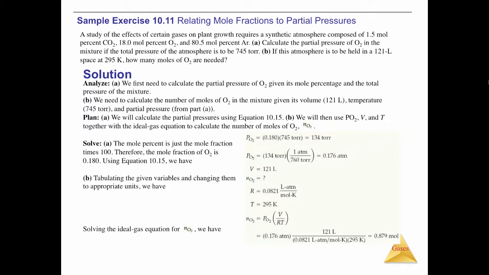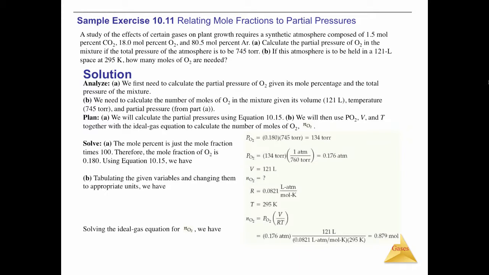We then convert the torr to atmospheres, so the pressure of oxygen is 0.176 atmospheres. The volume was 121 liters, and we're trying to find moles of oxygen. We have our gas law constant with the correct units, and the temperature as 295 Kelvin.